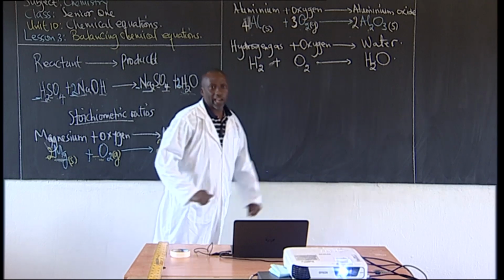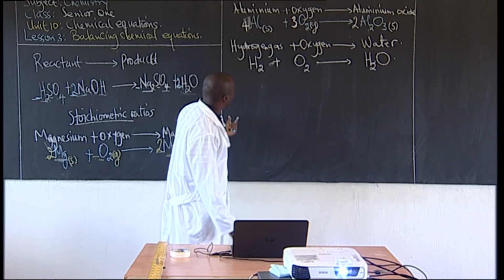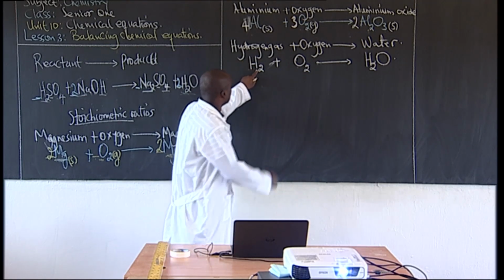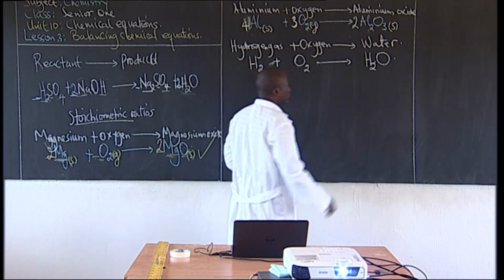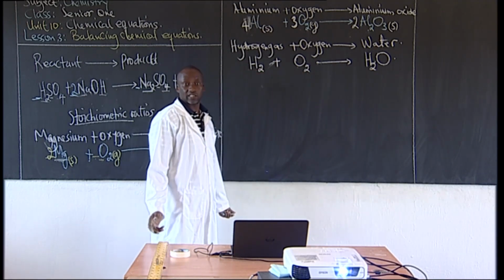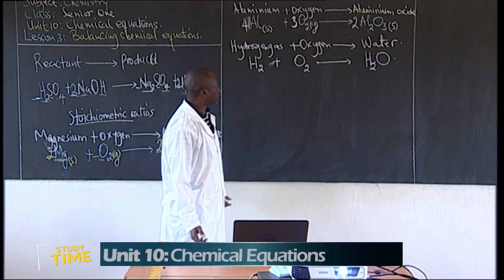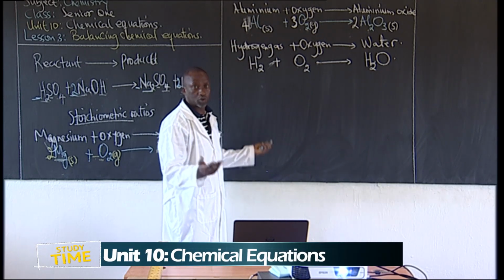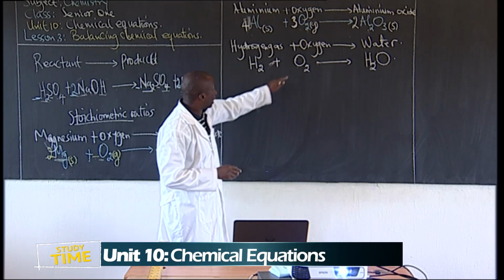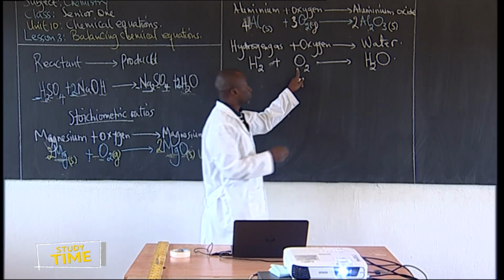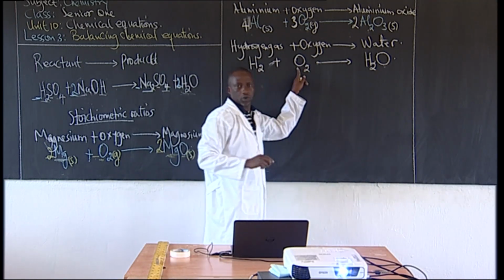Now, we need to balance. How do we balance this? This hydrogen is 2, hydrogen is 2. So hydrogen is balancing. Do we need to balance it? No. If it is balancing, then we don't need to balance it. Now oxygens, there are 2, but here it is 1. So what do we do?